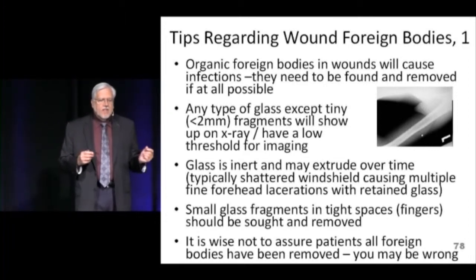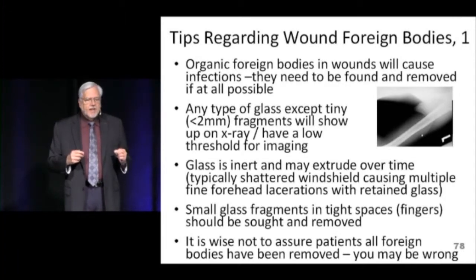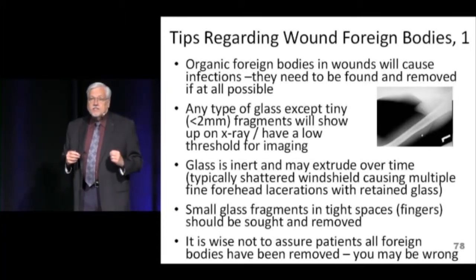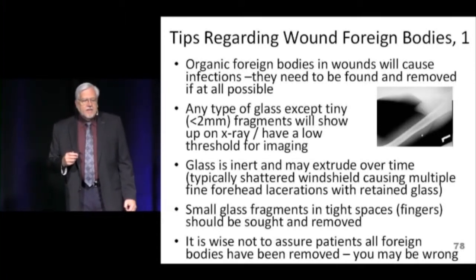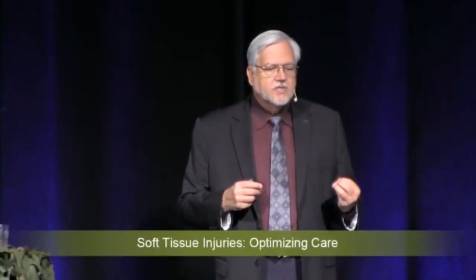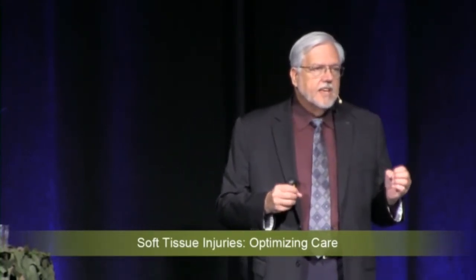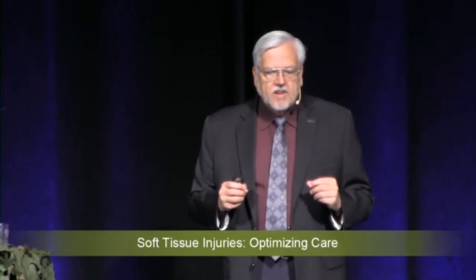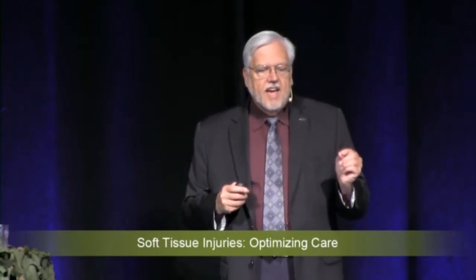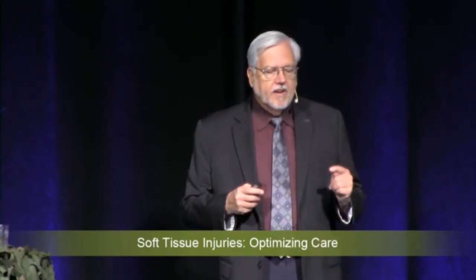And what about glass? Any type of glass except the very, very small slivers may show up on X-ray. So it's not a bad idea to get a film just to see if there's any glass or other types of foreign bodies there. And I've told patients this: if they've had a bad wound that had a lot of glass in it, we got as much out as we can. If some glass remains in there, the body's really good about this. It will push those little particles of glass out over time. Especially in tight places like fingers, if there are small glass fragments, we need to take the time to try to get those out of there.